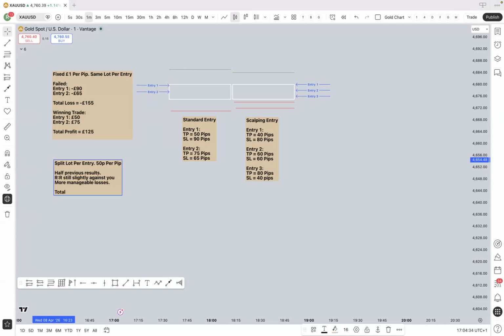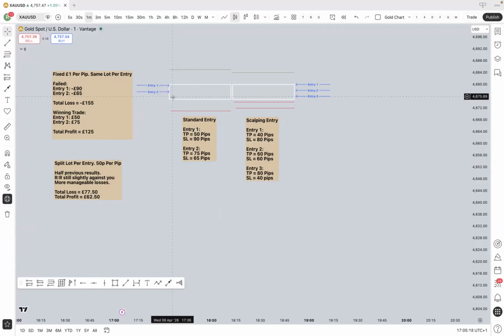because your total loss would equal £77.50, and your total profit would equal £62.50. So what you're doing in this instance, guys, is you're just reducing your risk and splitting your lot size. Instead of having the same lot size on each position, you're splitting it between 2 positions and therefore reducing your risk overall in terms of your monetary value that you could potentially lose.